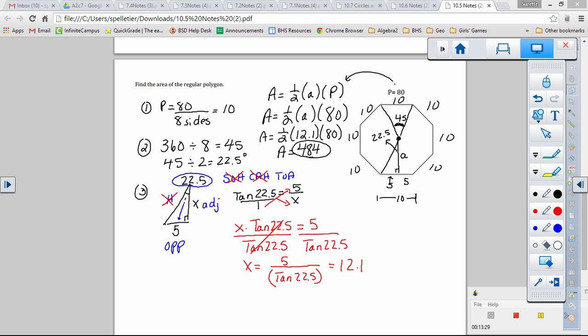You're going to find a side length or the perimeter, whichever. They usually give you one or the other. If you have the side length, you find the perimeter. If you have the perimeter, you find the side length. Once you've done that, you find your angle measure. So 360 divided by the number of sides, and then divided by 2. And then the third thing you do is use the triangle to solve for the apothem. And then you plug it into your area formula and solve the problem. So those are your steps.